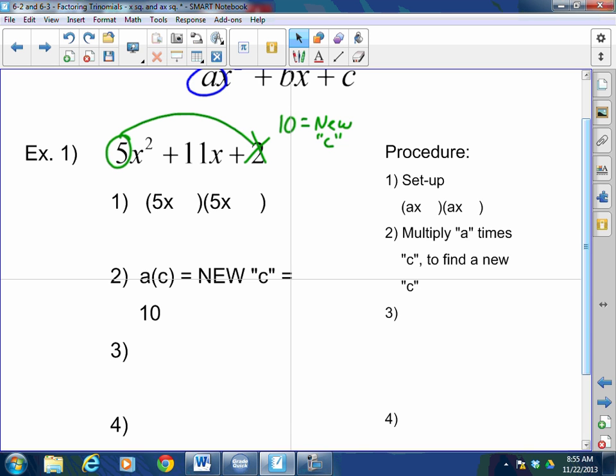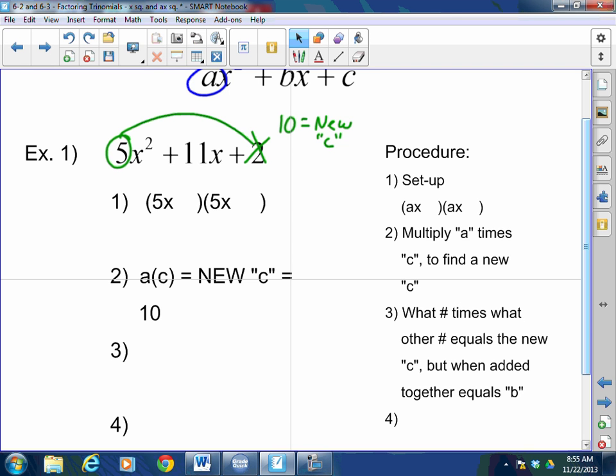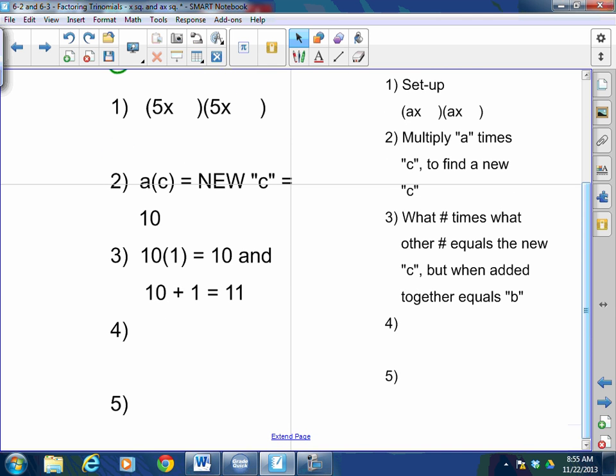You guys with me? Now, step 3, just like before. What times what equals the new C, but when added together equals the B? Yes, sir. Very good, son. 10 times 1 equals 10. 10 plus 1 equals 11. Step 4, just like before, plug in the answers. So I have 5x plus 10 times 5x plus 1. Is everyone with me so far?